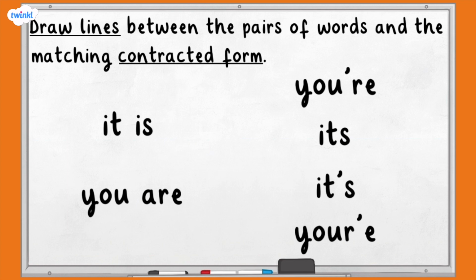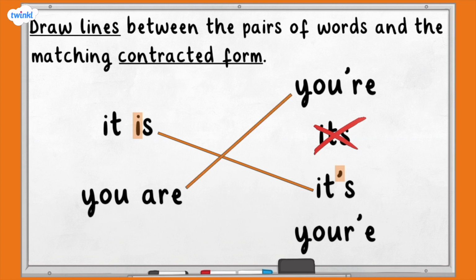It is contracted to it's, with the apostrophe replacing the I. Its without an apostrophe is not a contraction, but a possessive pronoun. You are is contracted to you're, and the apostrophe is placed where the a has been omitted. Your is incorrect, as there has not been a letter omitted where the apostrophe is.